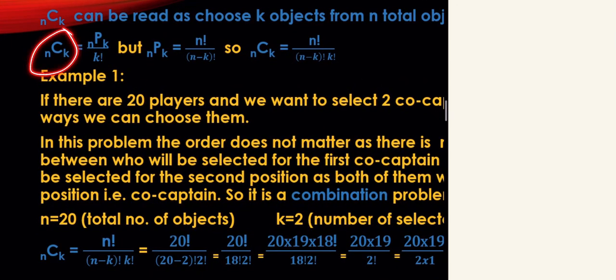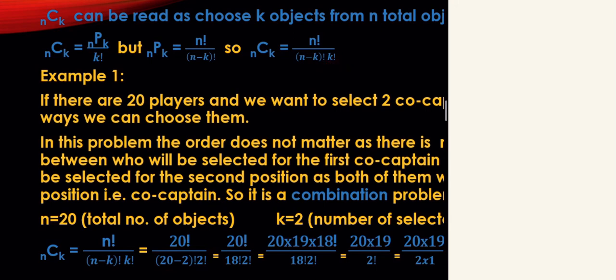If you look at the combination, it is the permutation of nk divided by the number of arrangements of the objects which will be selected. So nCk equals nPk divided by k factorial. In other words, we can expand nPk equals n factorial divided by n minus k factorial. So nCk equals n factorial over n minus k factorial, and because the combination is divided by k factorial, we have this term in the denominator.